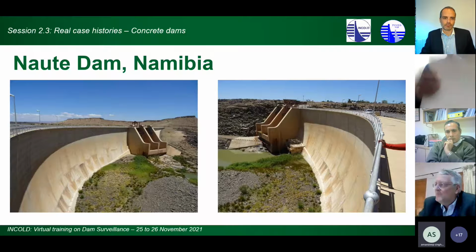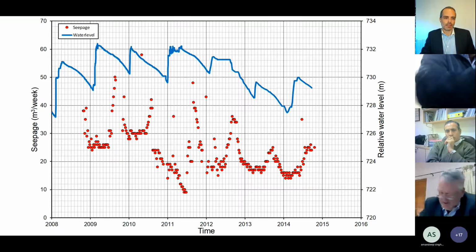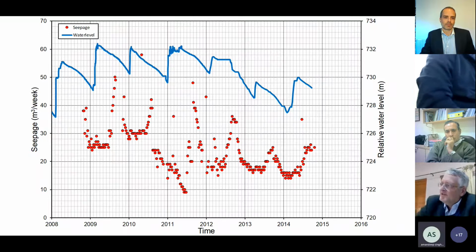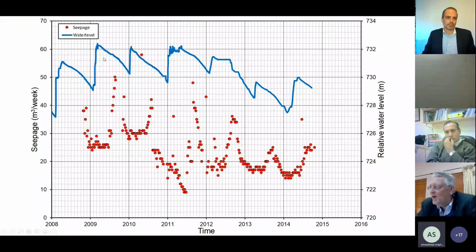They've done some volumetric monitoring of the seepage. The blue is the water level, and the red is converted to cubic meters a week. They pump out of a sump, and they monitor the pump volumes on a weekly basis. I always ask people, what do you make of this? Most people say there must be some connection between the water level going up and this going up. But it's basically six months later.